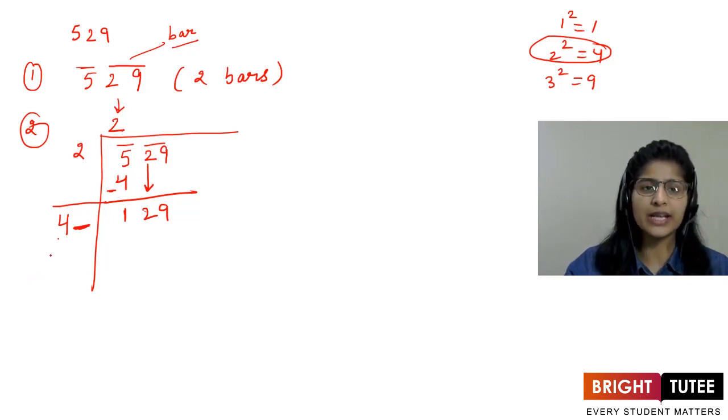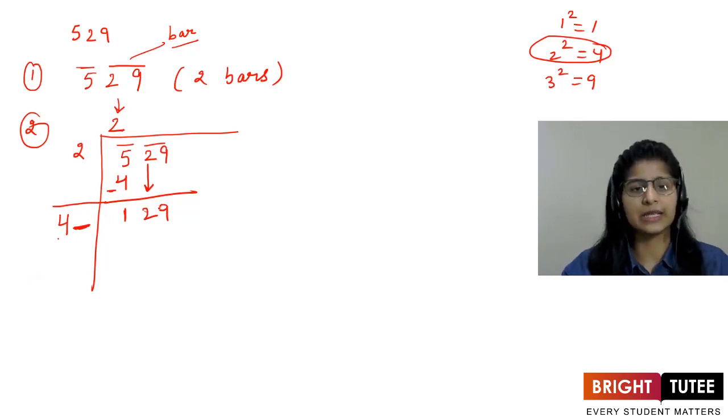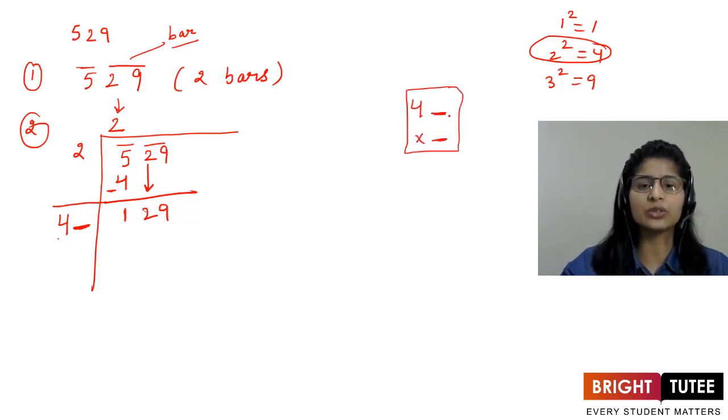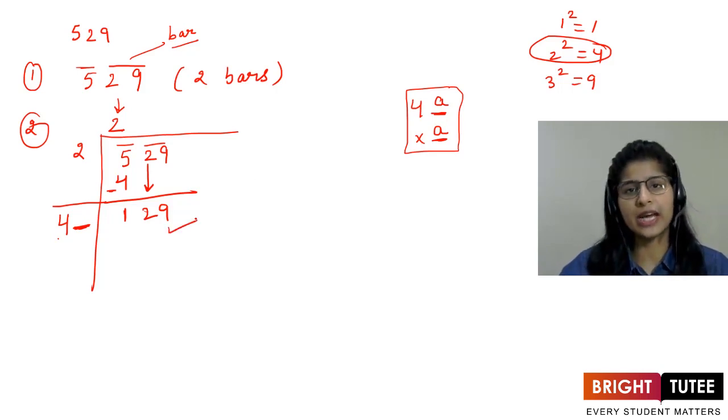What you need to do now: we have written 4 with a blank, and we have a blank here also. Now we need to think of a digit that we place here and multiply this number with the same digit, and we get a number closer to 129 or equal to 129, not more than 129. Let's try.